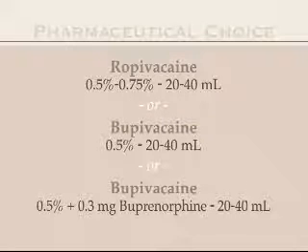The preference of this author is to use 15 to 40 milliliters of ropivacaine 0.5 to 0.75% or bupivacaine 0.2%. Buprenorphine can be added, but please keep in mind that the sciatic nerve block per se can be a long-acting block.